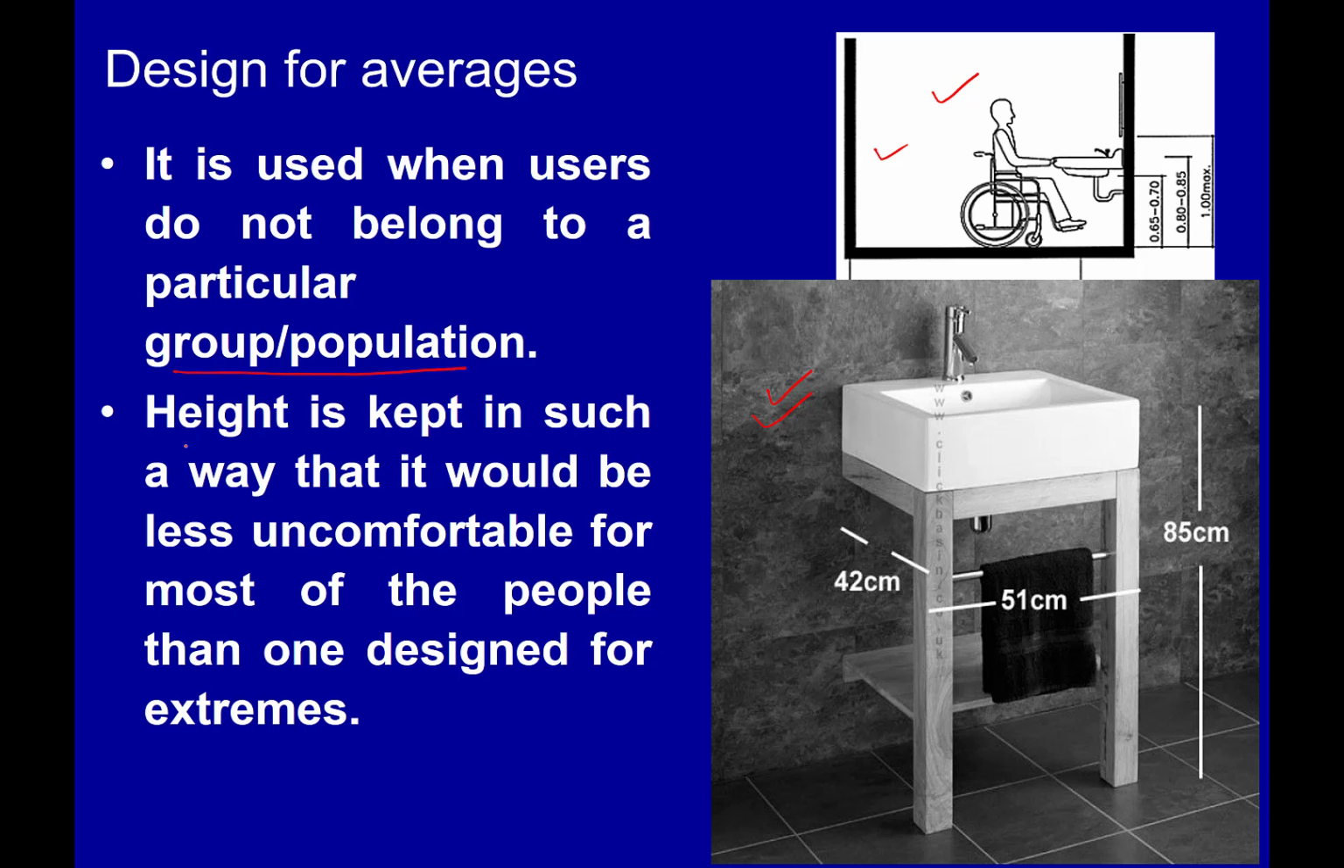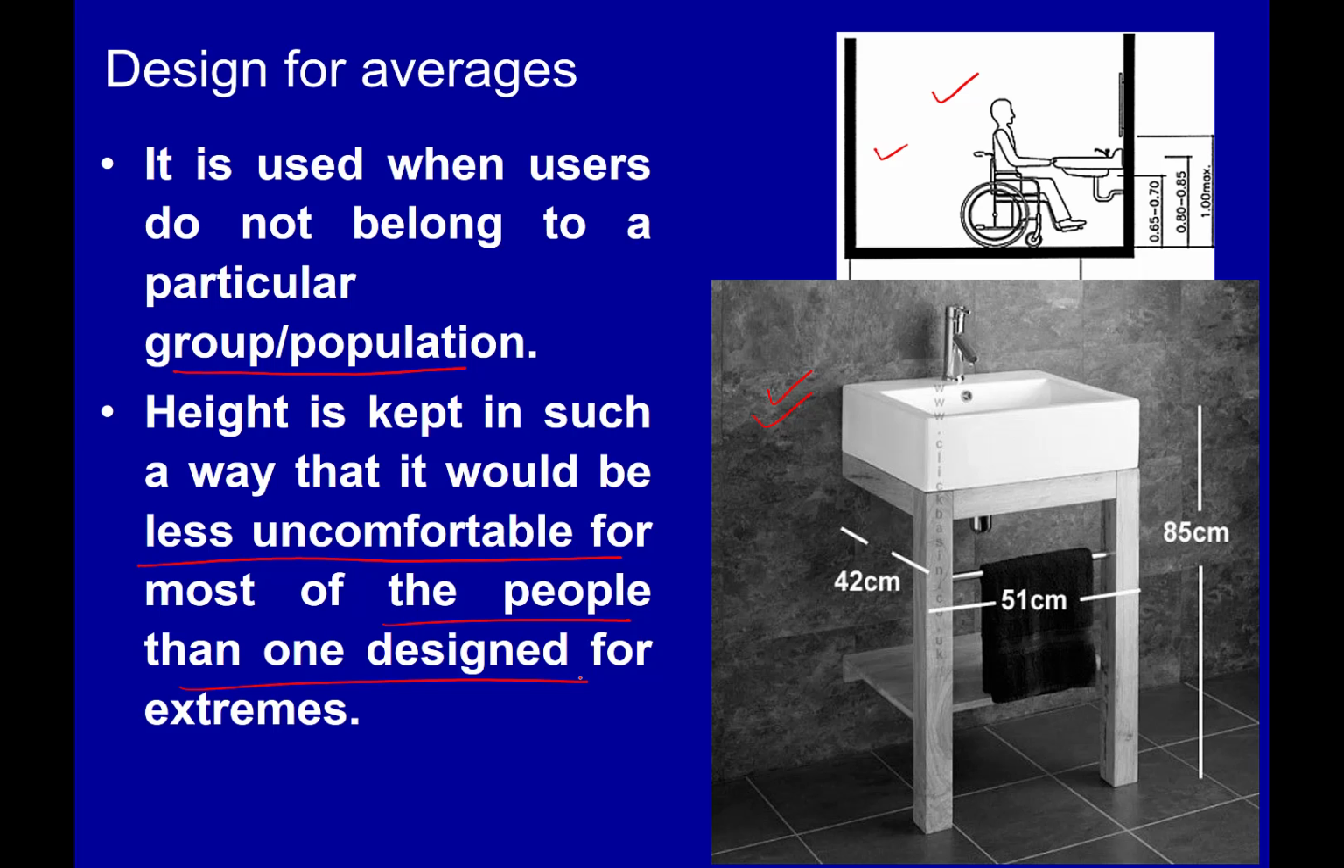So in such situations, the height or any dimensional feature of the product which is being designed is kept in such a way that it is less uncomfortable for most of the people, and that is about the design for averages. It is not an optimum design, but it will cause the minimum discomfort during the use when the entire population is considered.